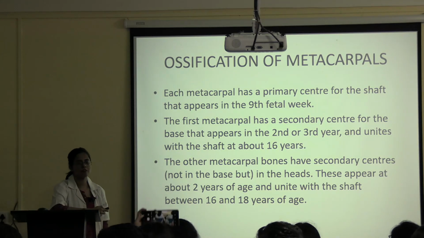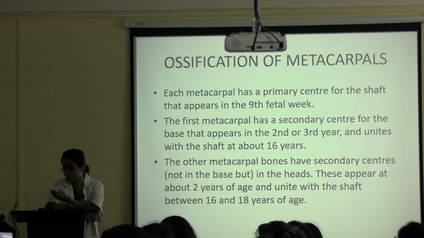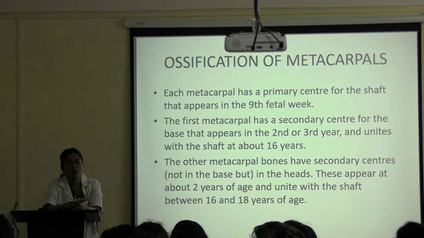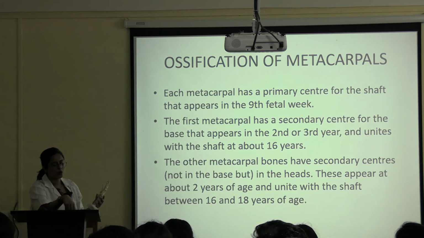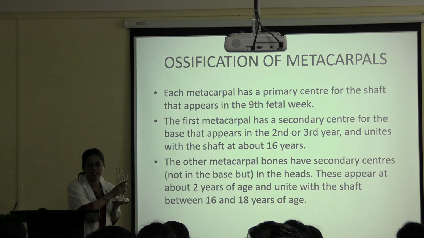Now, ossification of metacarpals. What do you mean by primary ossification center and what is secondary ossification center? What do you mean by ossification? Bones form from what? What will be there instead of bones? Cartilage.